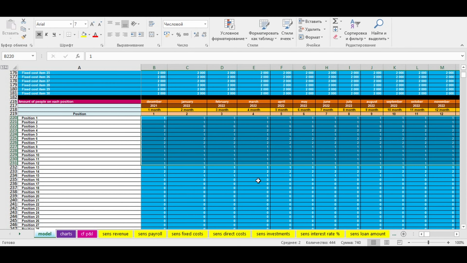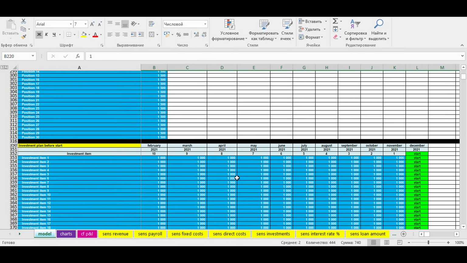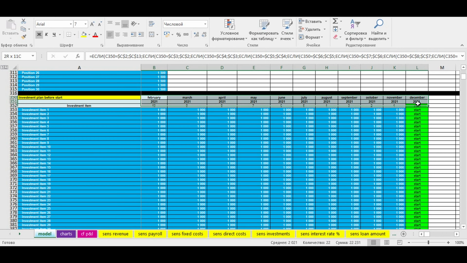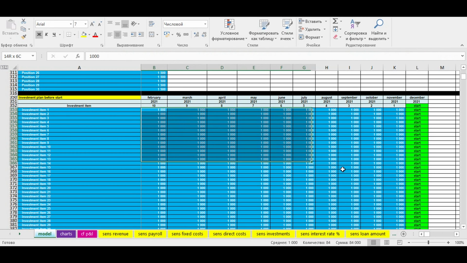Then you deal with investment plan before the start of operating activity. Green column will show you the moment when you get the first revenue. Moving to the past from the moment of revenue, you describe the investment stage. Here, you specify what item you are going to invest in, when you invest, and how much you invest.